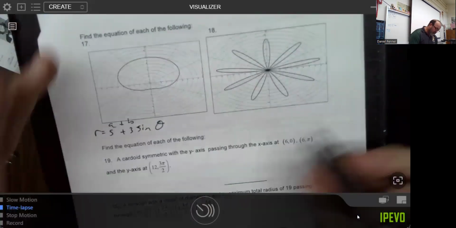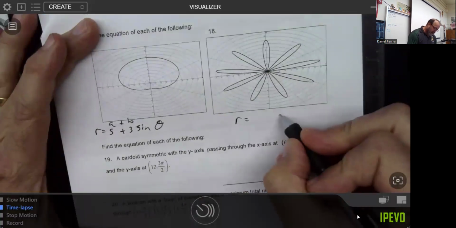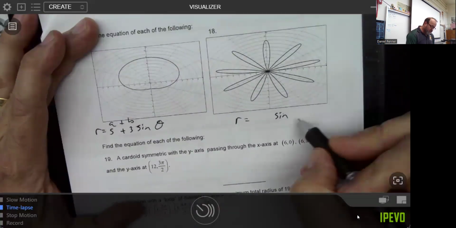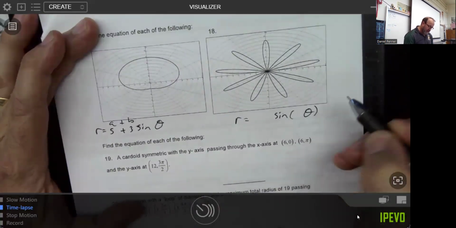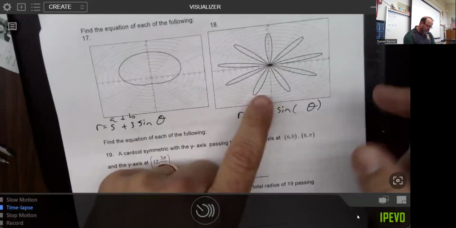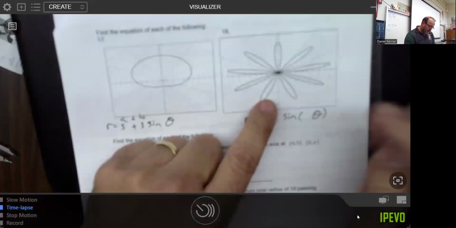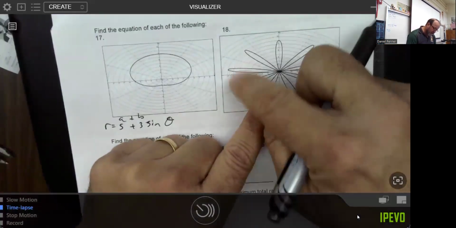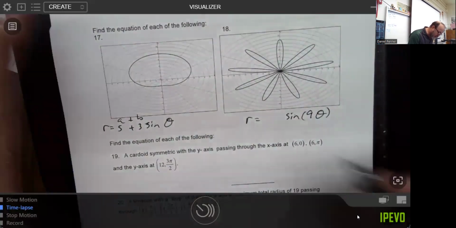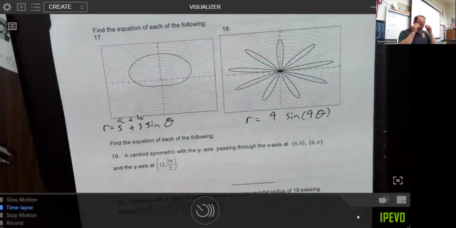Similarly over here, I know that it's a sine because of the y-axis symmetry. I also know that it's a rose, so it's going to have some number of petals, and I notice that it's an odd number of petals, so I don't need to worry about the doubling thing. So I see that I have, let's see, 1, 2, 3, 4, 5, 6, 7, 8, 9 petals, so it's going to be 9 theta, and the length of those petals is 9, and so that should be it.